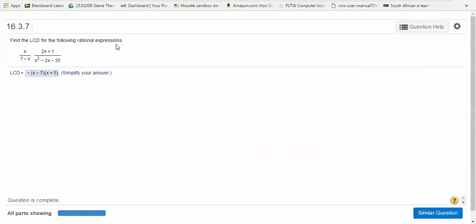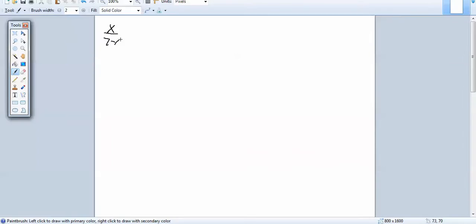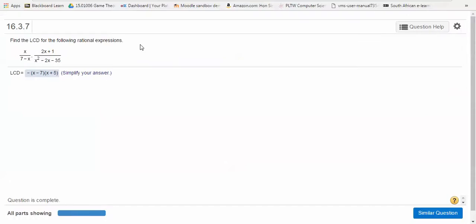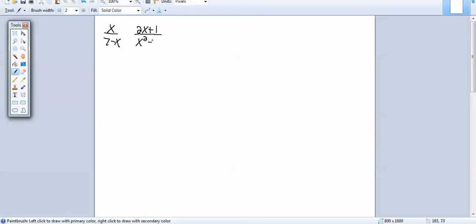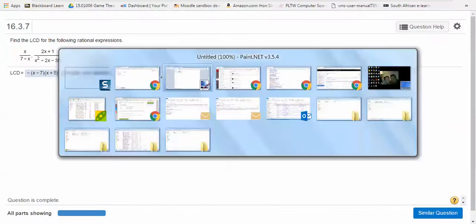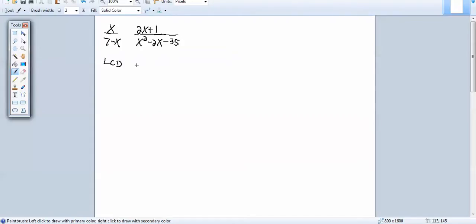Okay, so we got x over 7 minus x, 2x plus 1 over x squared minus 2x minus 35. And we want to find the LCD for the following rational expressions. So the LCD of 7 minus x and x squared minus 2x minus 35.